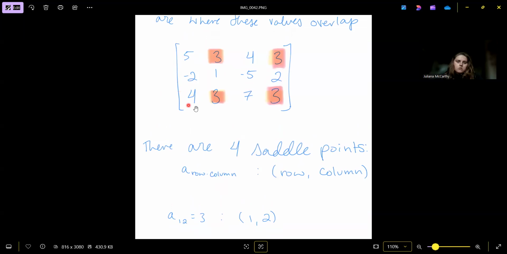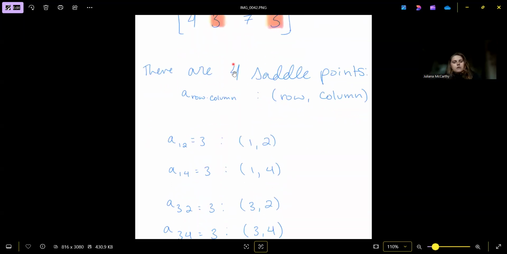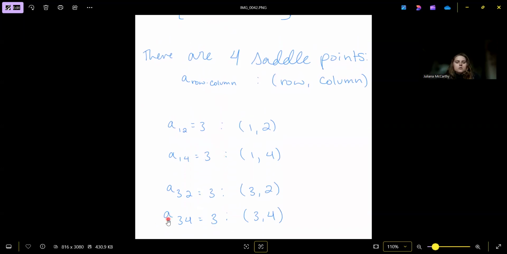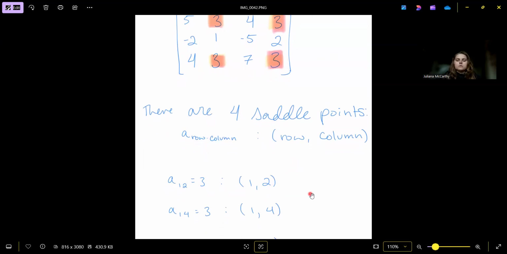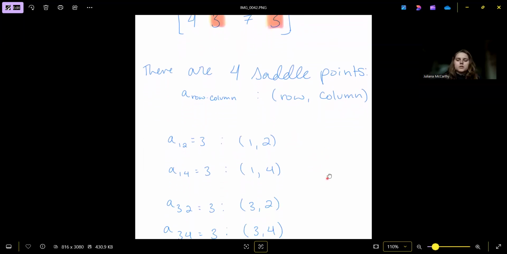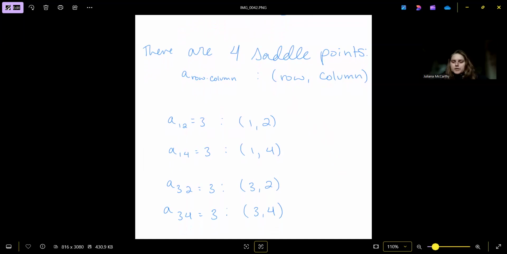Our third saddle point is the third row and the second column, right here. And then our final saddle point is A34 equals 3. So third row, fourth column, right here. So those are our saddle points. Pretty easy, pretty straightforward. Now on to our next question.